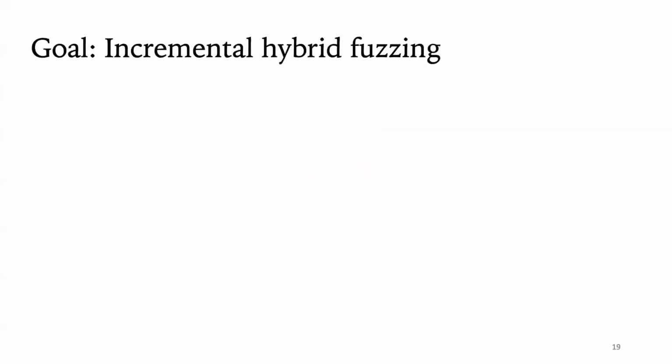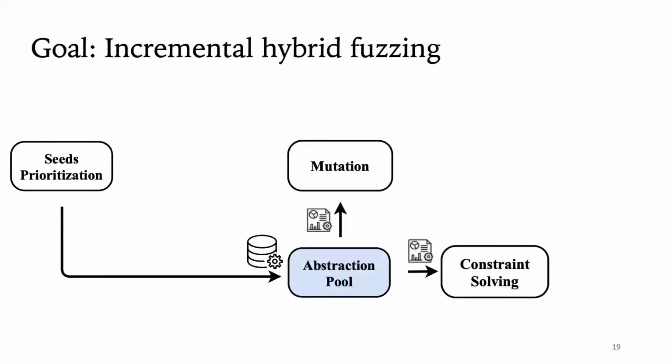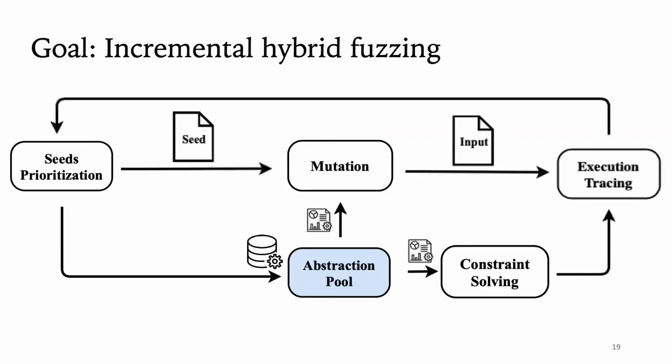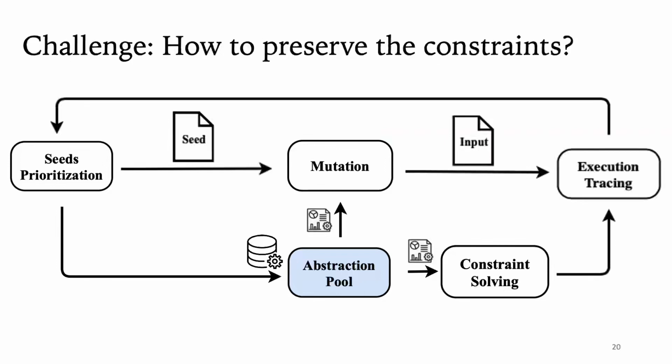To illustrate our goal, we attempt to build a new incremental mechanism in fuzzing to better preserve the intermediate states, which optimizes the seed mechanism in fuzzing to improve both mutation and constraint solving. It can also be adapted to any other fuzzing framework. To achieve this goal, the first challenge is how to preserve the constraint as the intermediate state for fuzzing to reuse efficiently.